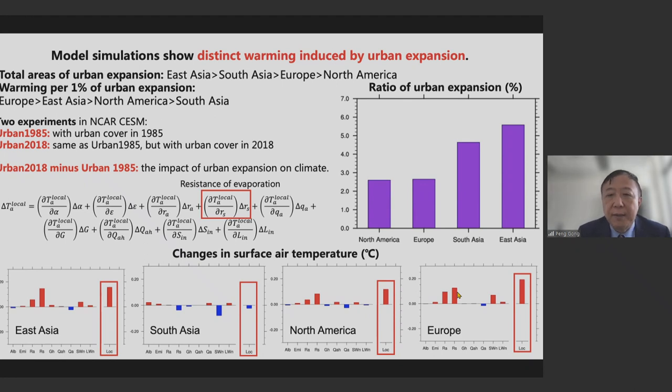Using urban land area and land cover from 1985 and 2015, in the 30-year period, we could compare their difference. In this case, we compared 1985 to 2018. And so there's an urban land expansion. So we could run models using NCAR's Community Earth System Model. We could actually simulate the local land cover change, the urban land cover contribution to climate.